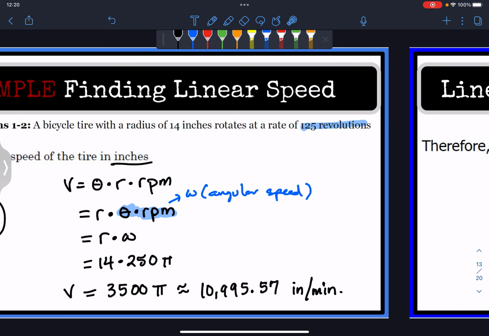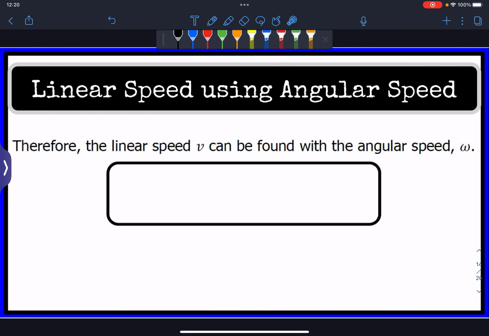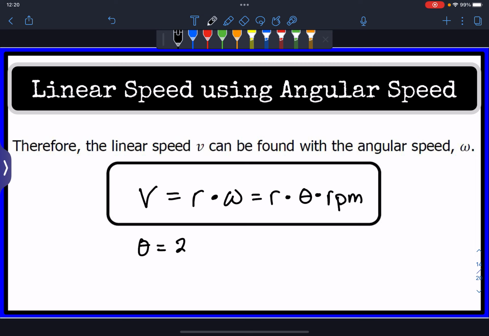Because of this, our formula to figure out linear speed using angular speed becomes this. The value of V equals our radius times omega, which is simply our radius times theta times the RPMs. So that's all we have to do to figure out V, where theta has to be in radians, and theta is always going to be 2 pi radians every single time.